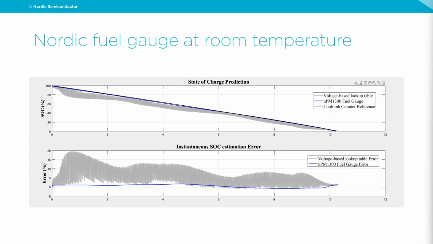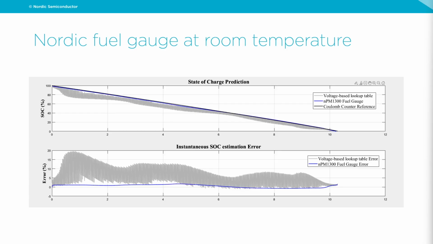Open circuit voltage lookup table. So you can see here there are 3 lines on the top graph. You have the state of charge prediction from a coulomb counter, which is 100% accurate at the start, as we said. That is the black line, and there's a blue line right below it that is the NPM 1300 fuel gauge's predictions, which are very, very close. And then you have the gray line that is the OCV-based lookup table, and you can see it fluctuates a lot and it deviates a lot more.